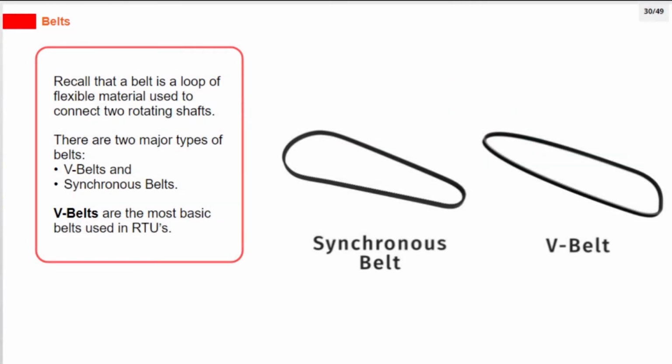Recall that a belt is a loop of flexible material used to connect two rotating shafts. There are two major types of belts, V-belts and synchronous belts. V-belts are the most basic belts used in RTUs.